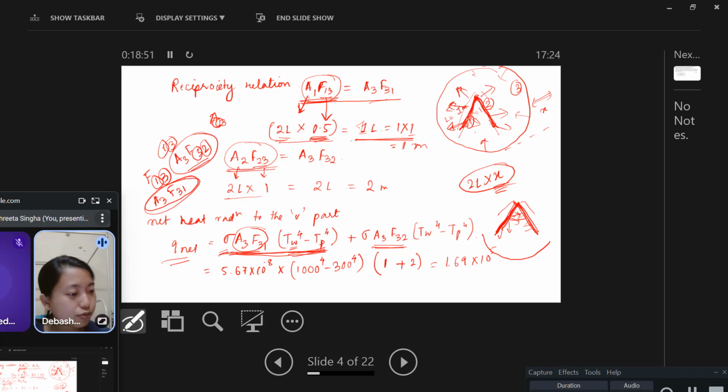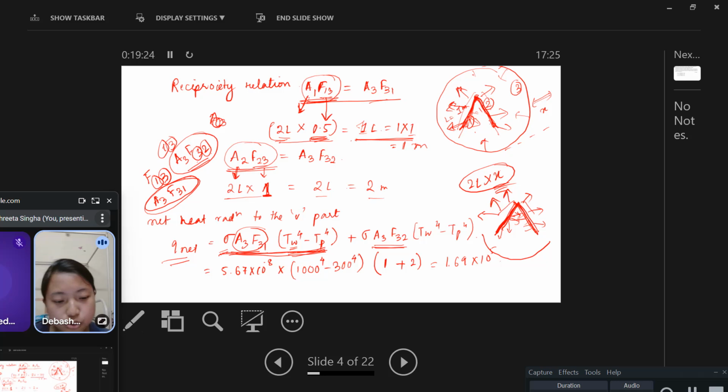Then similarly, if we say 2 is the outer surface, outside one, if the outer surface emits the radiation, 3 can receive all of the radiation. So it is 1. Now A2 is the same surface as 1 only. The area is the same, only 1 is inside and 2 is outside. So it becomes 2 into L, 2 meter.